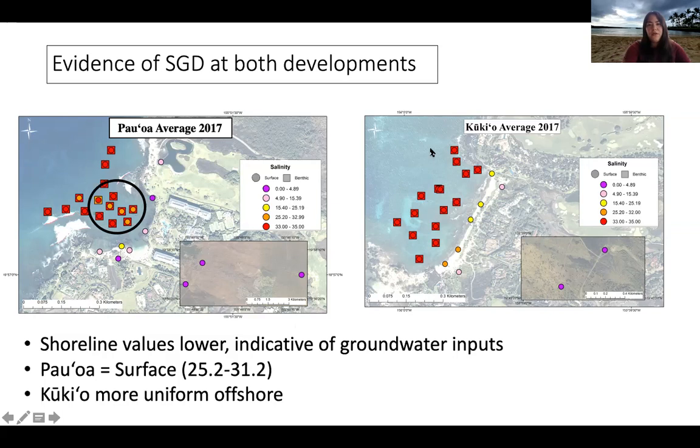And Kukio did not have the same kind of patterns. There was more uniform offshore, ranging from about 33 to 35. So we know that some of the surface stations had lower salinities, and one of the benthic stations at Pauoa also had a lower salinity.